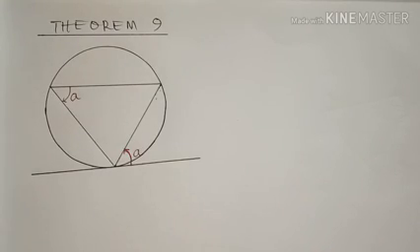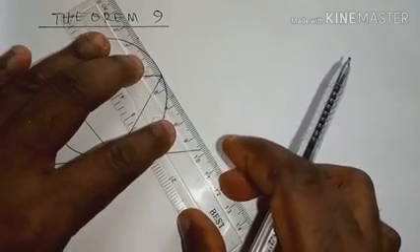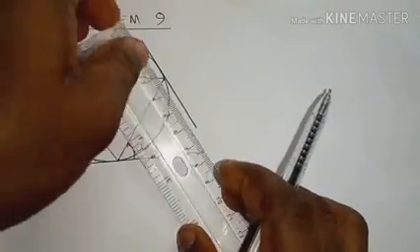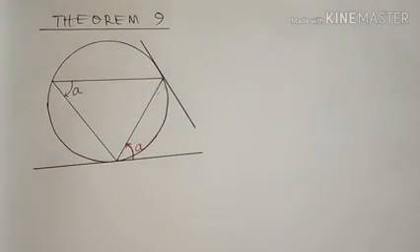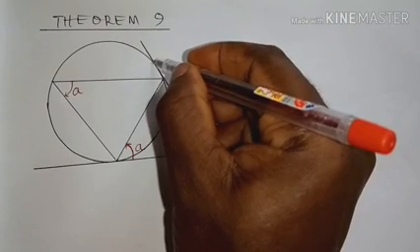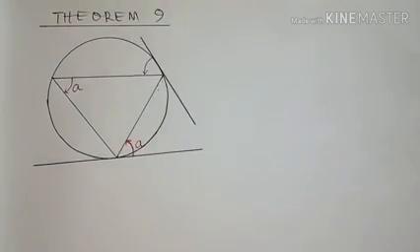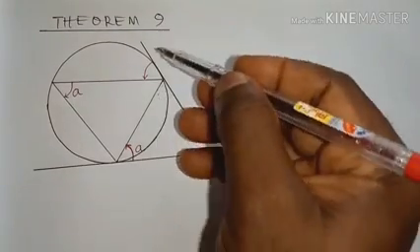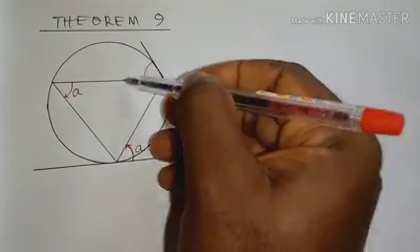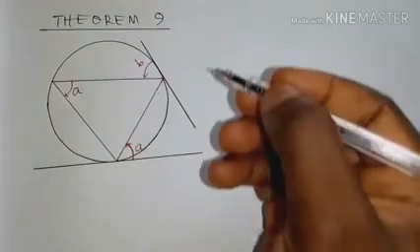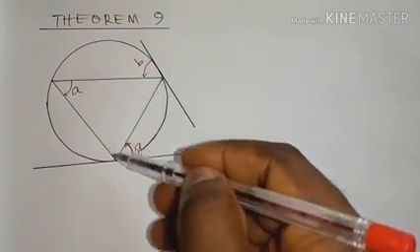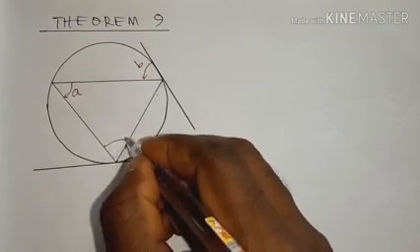Now, let me draw another line. If I pick this angle, which angle will be equal to it? This is the tangent. This is the angle it makes with the chord. Let's call this B. That means that this is the chord. This is the angle in front of the chord. This place is my B.